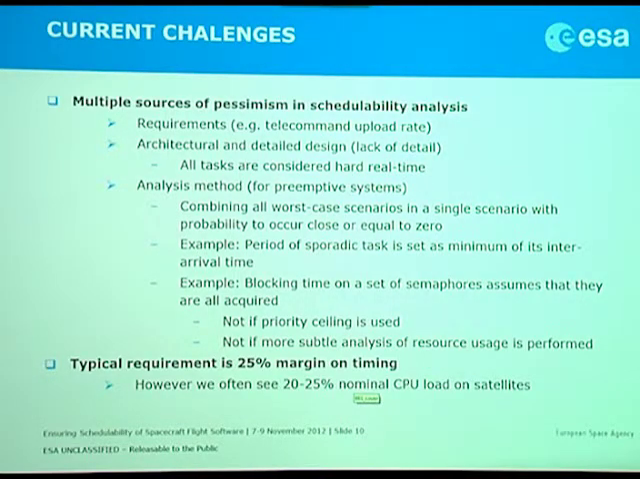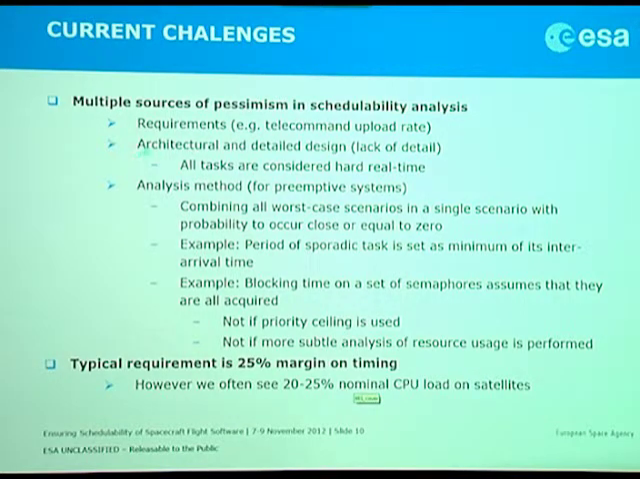We see some challenges in the current approach, and most of the challenges are linked to the fact that there are several sources of pessimism in the analysis method itself. So already in the requirements, we have things like telecommand upload rate, which means that we have to budget our system to make sure that this telecommand upload rate, which is typically defined per second or per unit of time, is possible to achieve in every unit, in every second. However, it's typically not that bad in an average load.